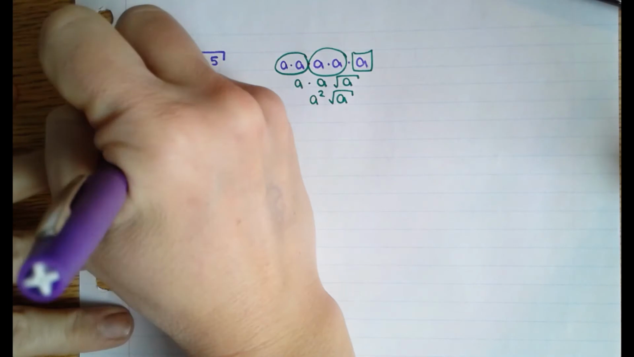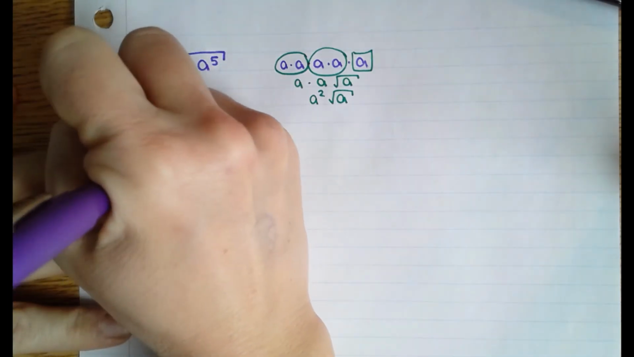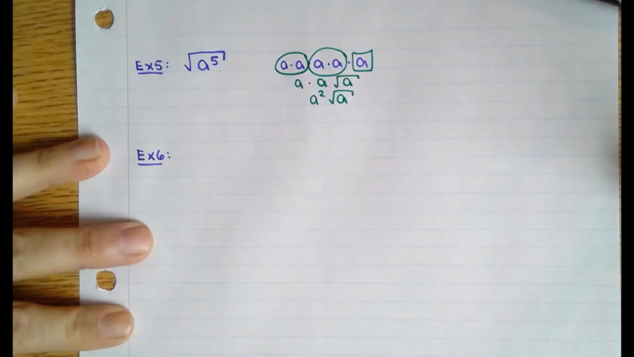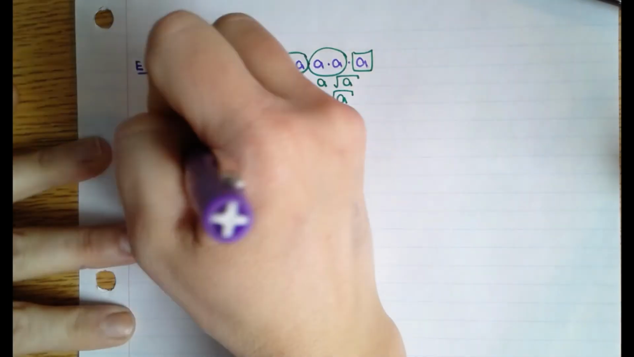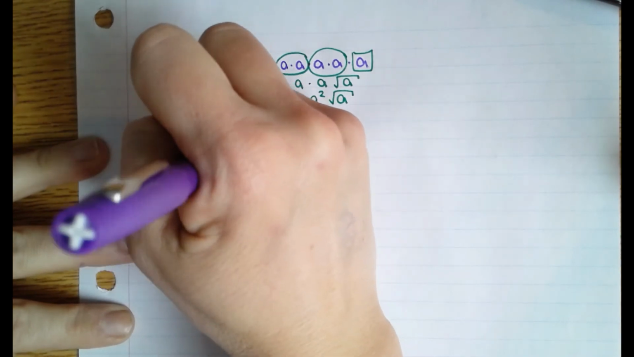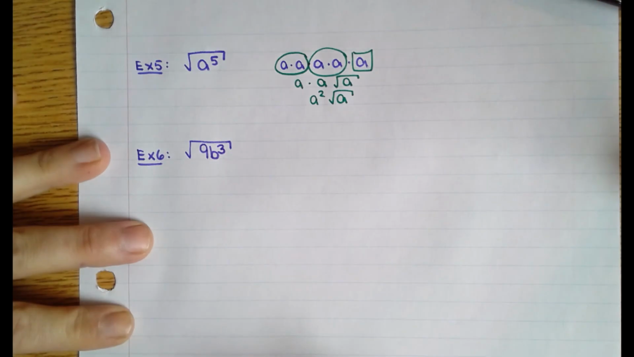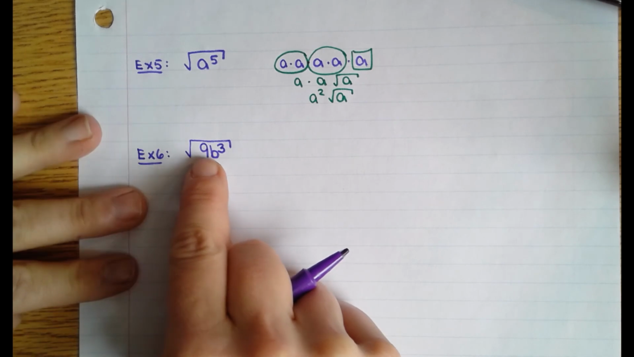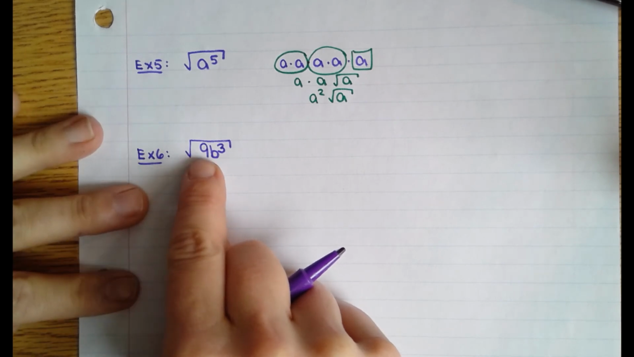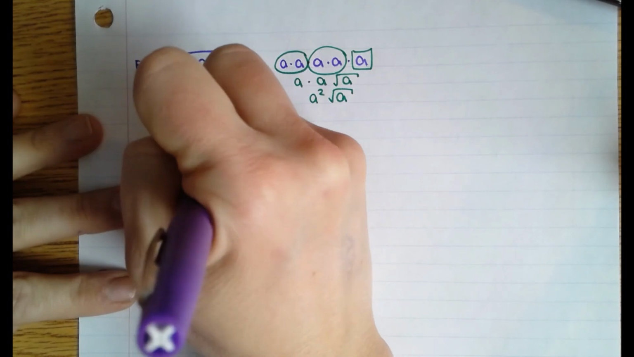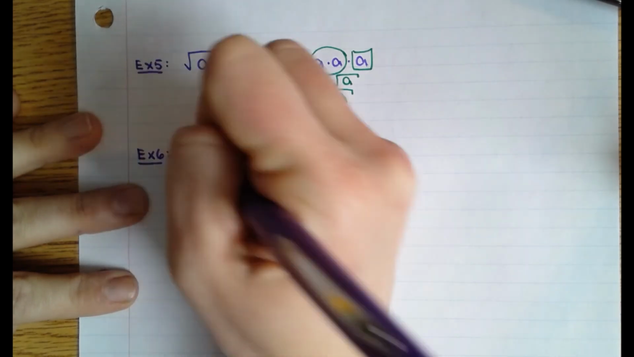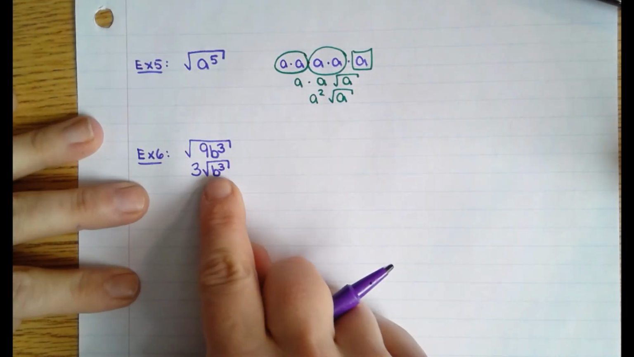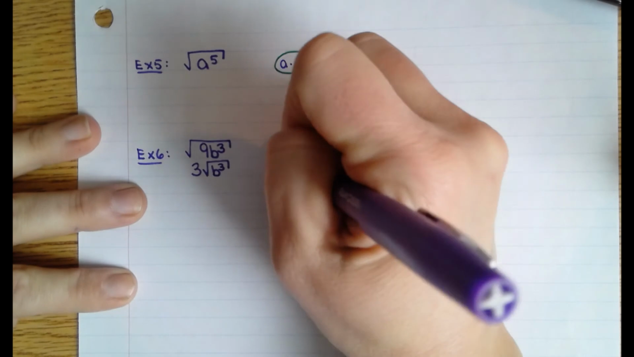Okay, number 6. Square root of 9b to the 3rd. So I gave you this one specifically because hopefully we are recognizing the square root of 9. And the square root of 9 is 3. So let's go ahead and take out the 3. And then we're going to deal with the b. So here we go. B times b times b.